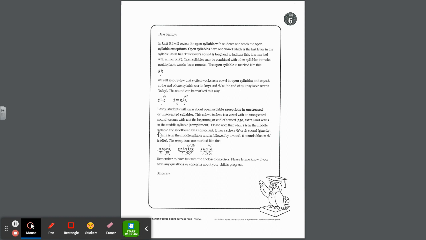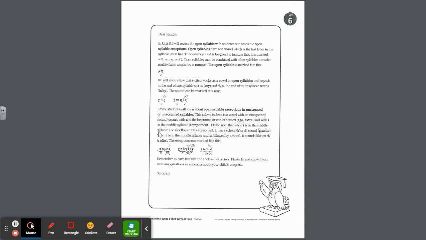Lastly, students will learn about open syllable exceptions in unstressed or unaccented syllables. This schwa is a vowel, remember, with an unexpected sound, that occurs with A at the beginning or end of a word. Think of the words ago and extra. It just sounds like uh. And with I in the middle syllable, like in the word compliment, we don't say compliment. So we talk about how those letters, A at the beginning or end of a word, could sound like uh, and I in the middle of a word could also sound like uh.